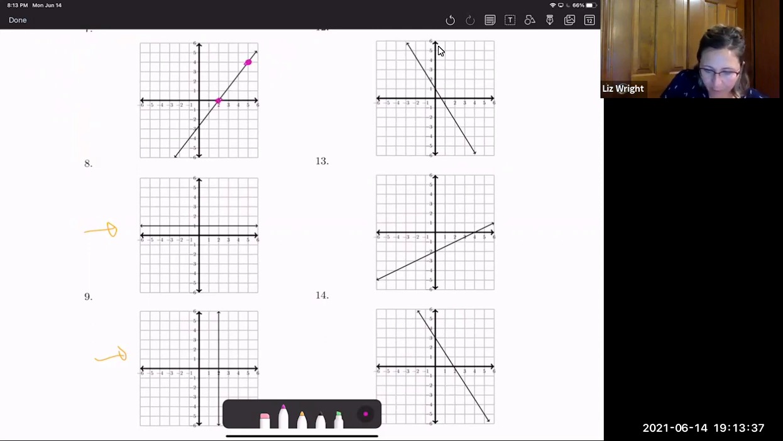Let's find out. So I'm going to go up 1, 2, 3, 4, right 1, 2, 3. Then the other thing I'm going to do is see if that is consistent going the other direction. I'm going to go down 1, 2, 3, 4, left 1, 2, 3. Looks good. So we are going up 4. My slope is a positive 4/3 because I was going up 1, 2, 3, 4, right 1, 2, 3.